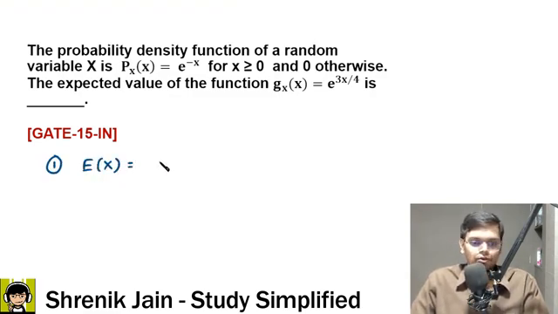So E of x, you know that it is integral x f of x dx when you are dealing with continuous random variable. Sir, how do you know that it was a continuous random variable? Because x is greater than or equal to 0.